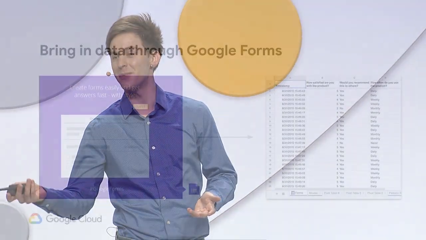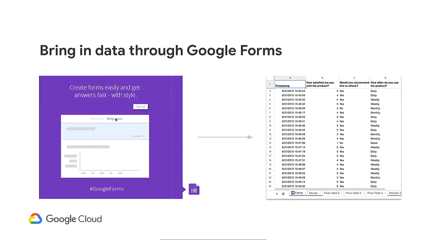One of the best ways to collect data is by asking people. You can ask people using Google Forms. It's a great tool that integrates directly with Sheets so that you're able to ask questions, get data in a structured format, and it immediately comes into a spreadsheet so you can start analyzing and understanding the data.